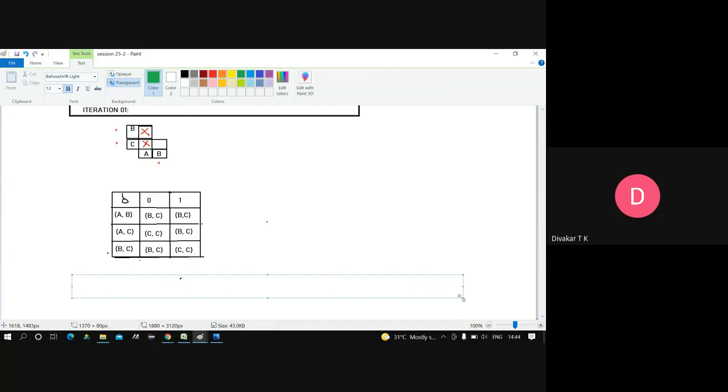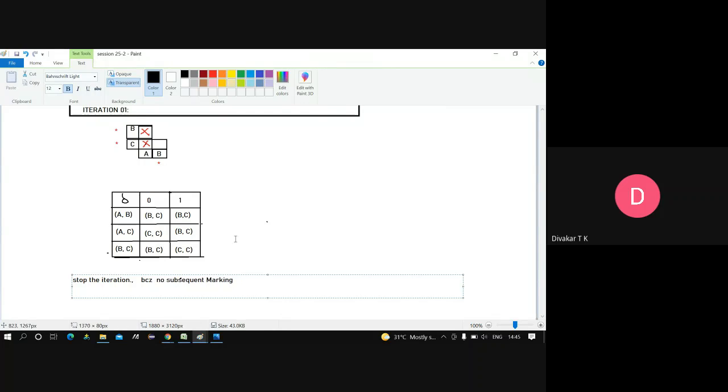So now I have to say stop the iteration, because there is no marking, no subsequent marking. We are stopping the iteration. Unfortunately, we didn't get any other iteration, so I couldn't show you.